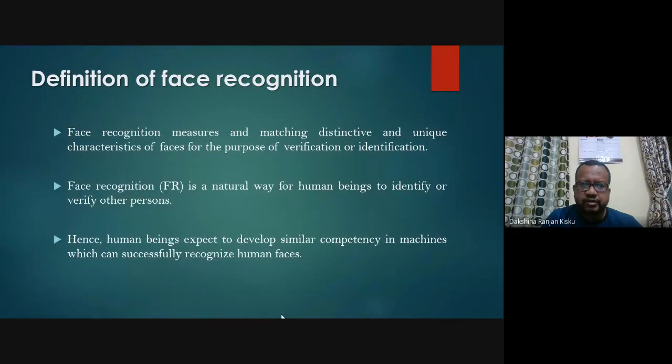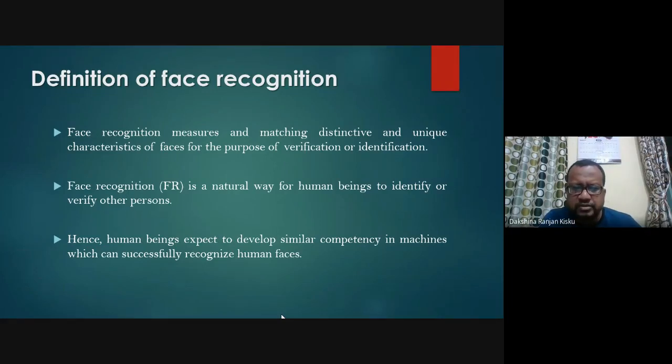Now, how will we define face recognition? Face recognition measures and matches distinctive and unique characteristics of faces for the purpose of verification or identification. That means for verification or identification, we use the face images. And these face images contain different facial characteristics. Based on these facial characteristics, a person can be verified or a person can be identified. Since face recognition is a very natural choice for human beings to identify or verify other persons, it is a natural instinct for human beings to use the face to identify or verify other or familiar persons.